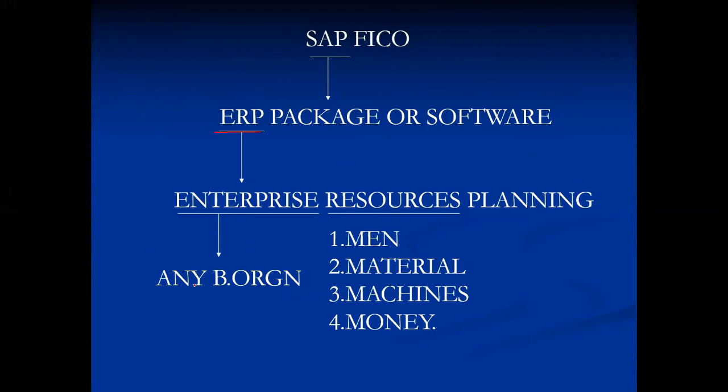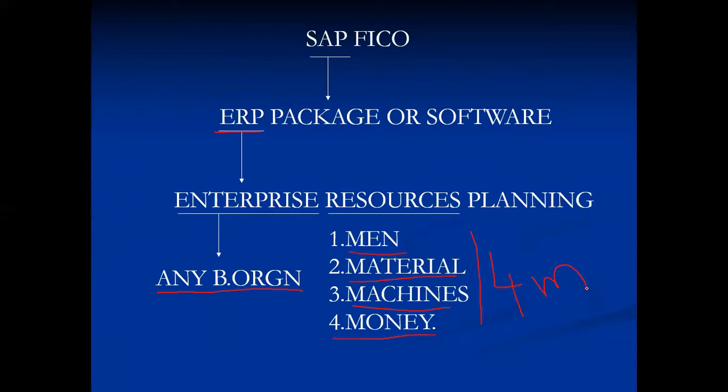Enterprise means any business organization. Every enterprise, while doing business, uses some resources like men, materials, machines, and money. These are called 4 M's because every resource name starts with M. These are called natural resources, and they are not plentifully available for any business enterprise.